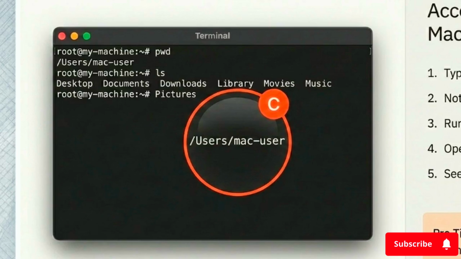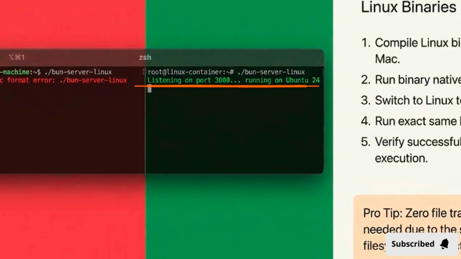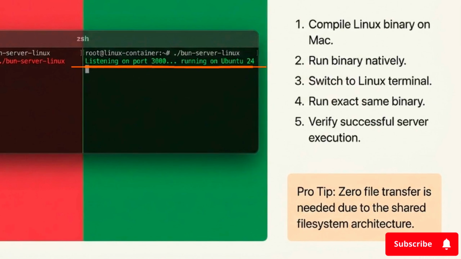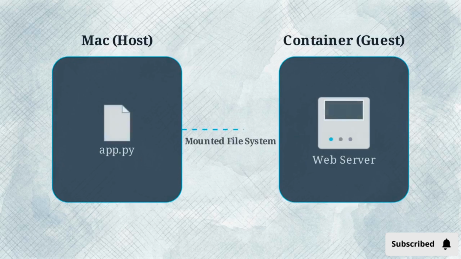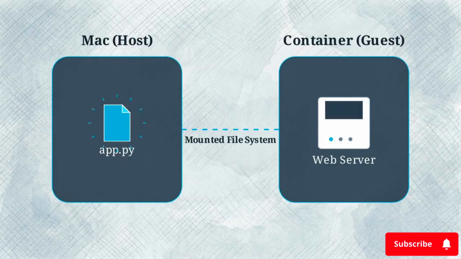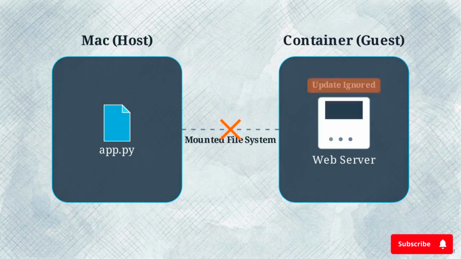To test execution, we try running a compiled Linux binary. On the native Mac terminal, it throws a format error. Run that exact same file inside the container prompt, and the server boots successfully. Shared file architecture means 0 manual file transfers. There is one major workflow issue to address. Standard Mac development hot reloading breaks when files are edited outside the virtual machine where the server is actually running.